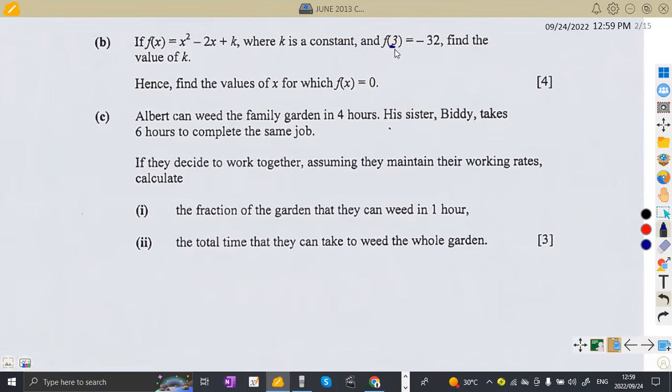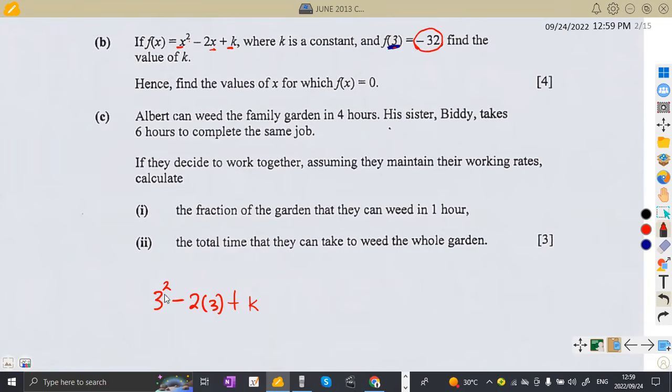this part mean? Okay, so remember, f of 3 means in place of x, you are substituting 3. That is what it means. So in place of x here, we are going to substitute 3. So it means we've got 3 squared. This is x squared, so it's 3 squared minus 2x, which is 2 times 3, plus k. This is not x, this is a constant, so it's just going to remain like that as a k. That is f of 3, what it means. So when you substitute 3, they are now saying the answer that you're going to obtain is negative 32.